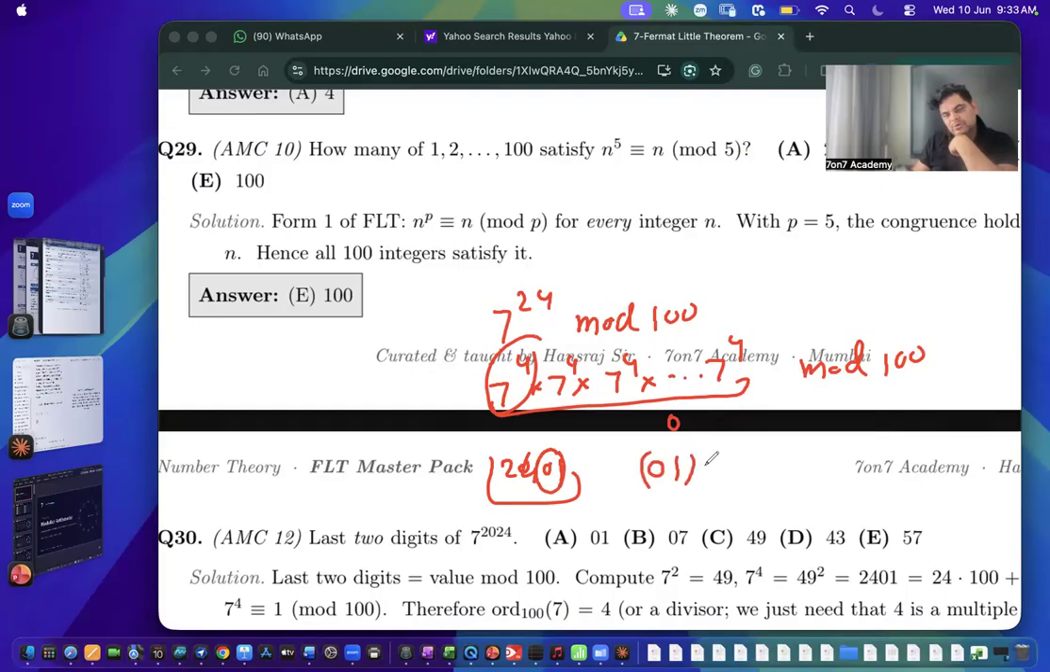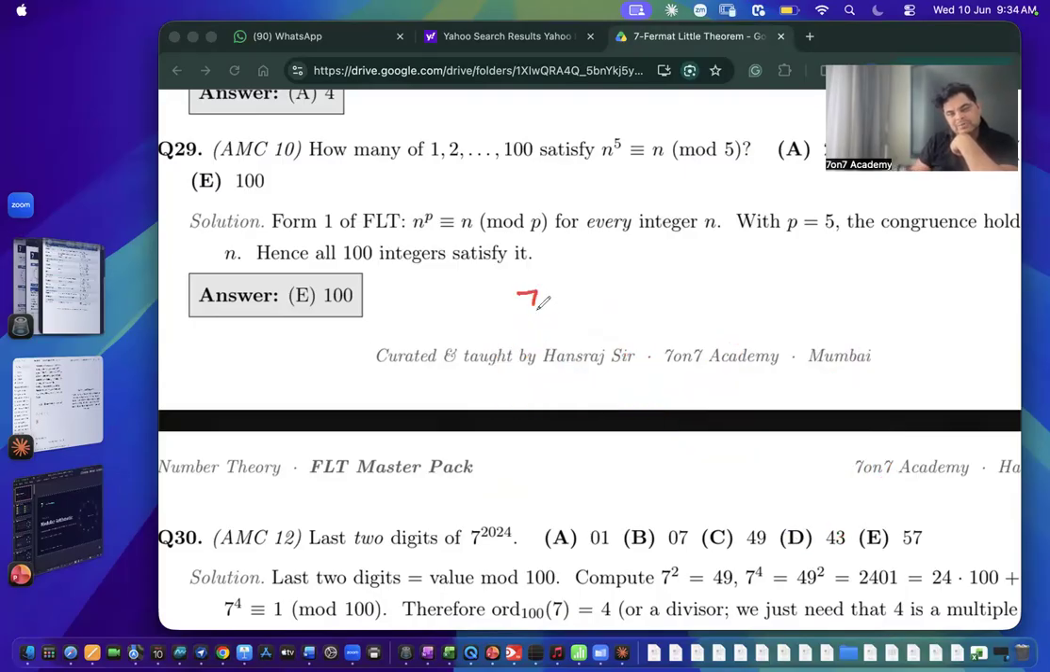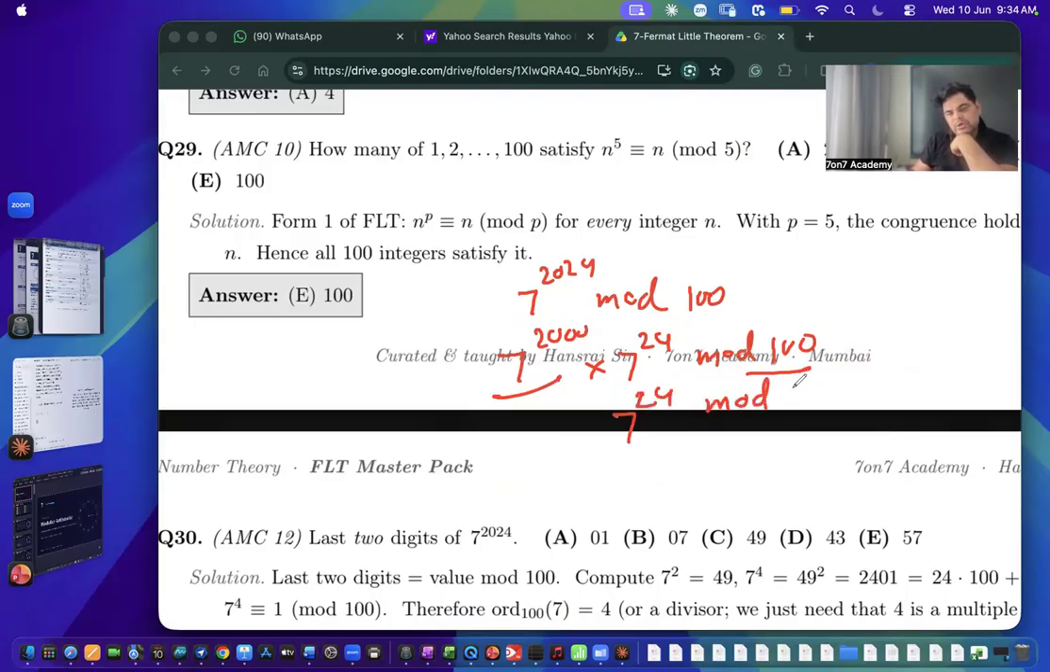If you multiply all 2 digits like that, then that would give you what? Isn't 01. So remainder is 01. So when I had 7 raised to 2024 mod 100, what did I do? I converted 7 raised to 2000 into 7 raised to 24 mod 100. Then by using Euler's function, this disappears, we'll give 1. So 7 raised to 24 mod 100 I have to do.